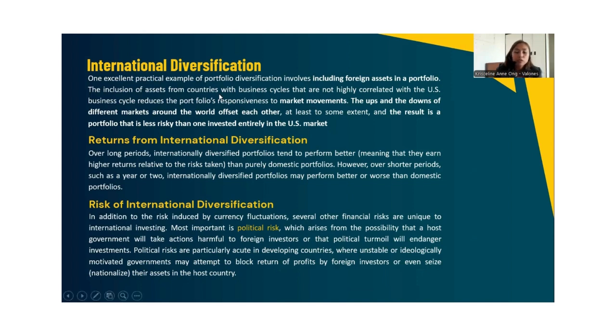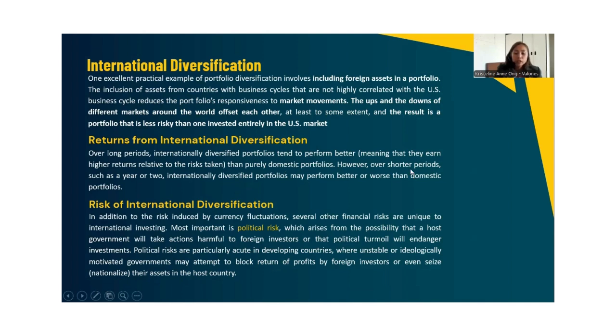And the result is that the portfolio is less risky than one invested entirely in just one country. So if you have international diversification for your investment, you also have returns that diversify your portfolio. It tends to perform better if you diversify your investment rather than hold a purely domestic portfolio.